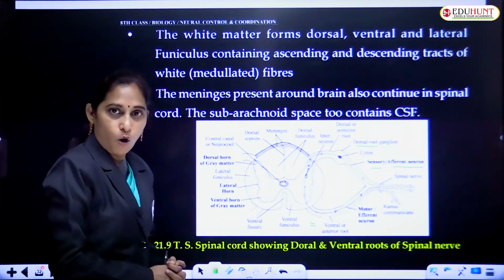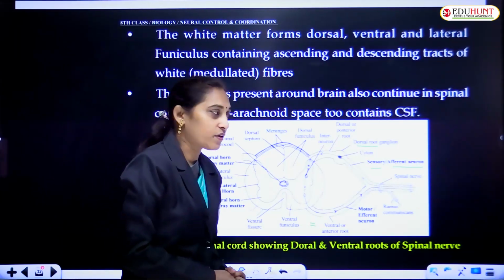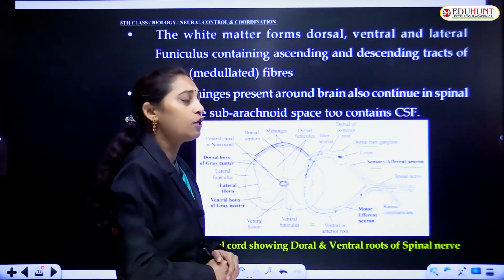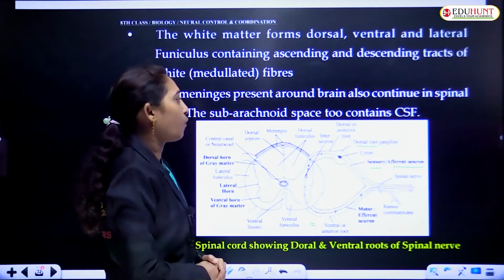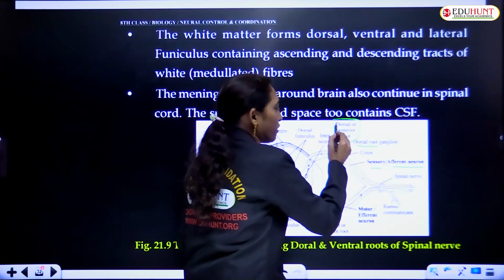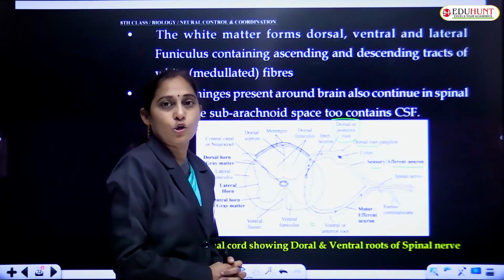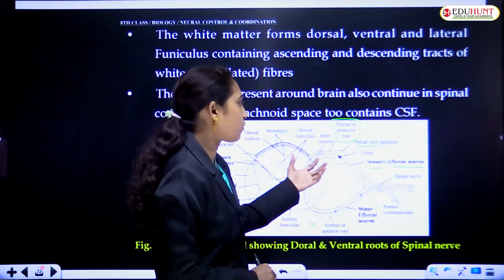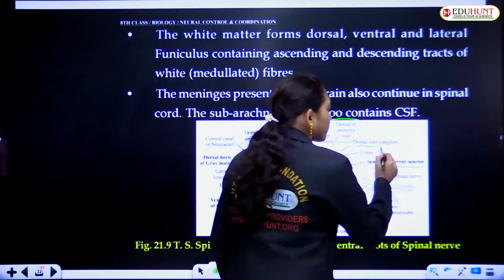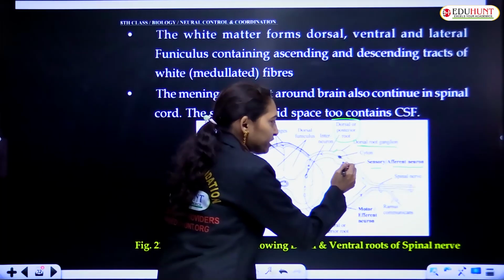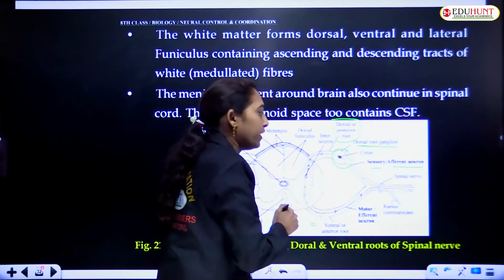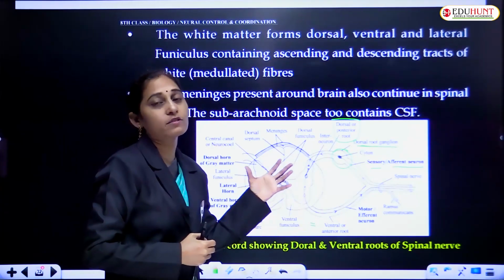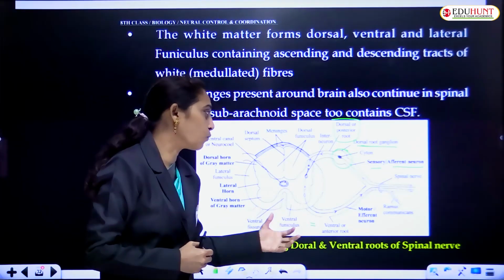The ventral root is also called the anterior root of the spinal nerve, and the sensory root or the dorsal root is also known as the posterior root. The dorsal root has a ganglion called the dorsal root ganglion, which is seen only in the dorsal region. That type of ganglion is not seen in the ventral root.